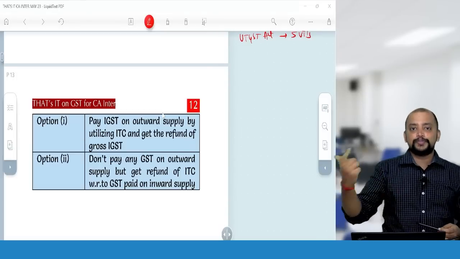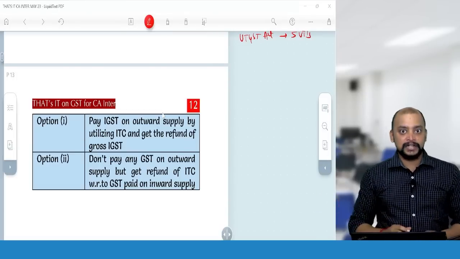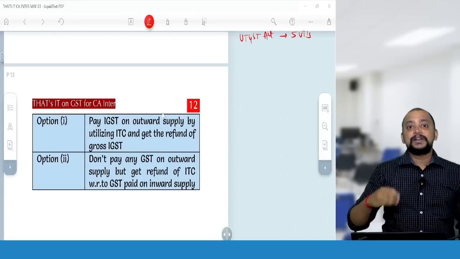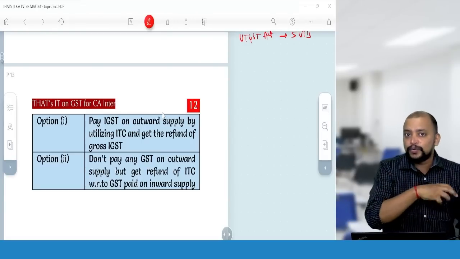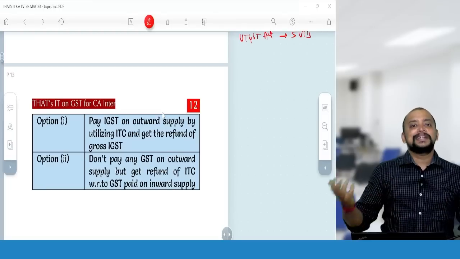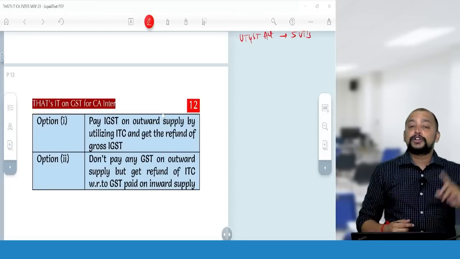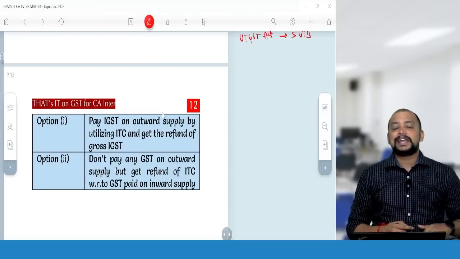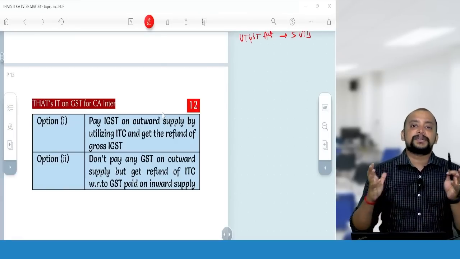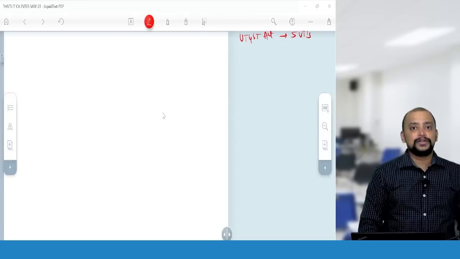What is zero rated? Exports or supply to SEZ is known as zero rated. Whenever I am making zero rated supplies, I have 2 options. Option number 1, I will pay IGST by utilizing the credit I have, then I will get the refund of the entire amount. Or I don't have to pay any GST on outward supply, but on purchases I have already paid GST, and that I can get as a refund, that is, refund of ITC. Ultimately the tax incidence of that person is 0, that's why it is known as zero rated supply.